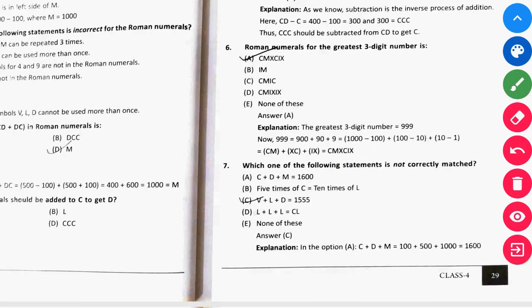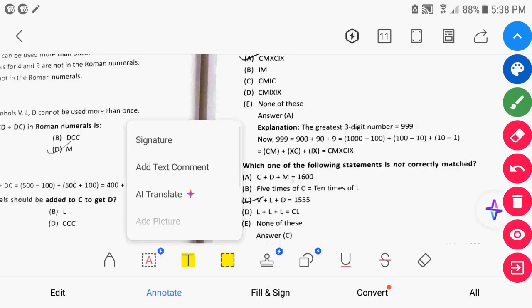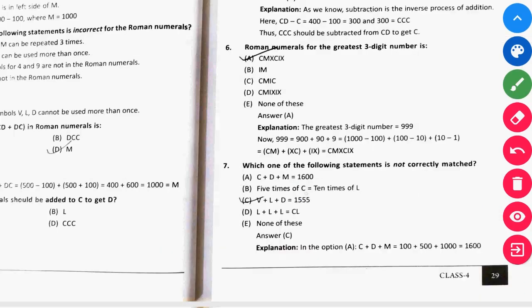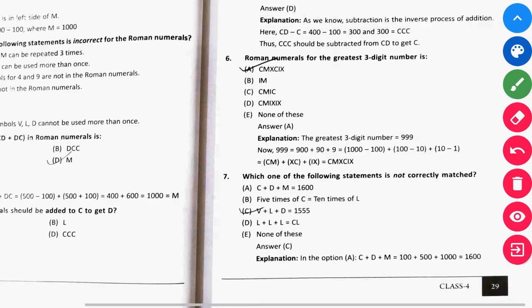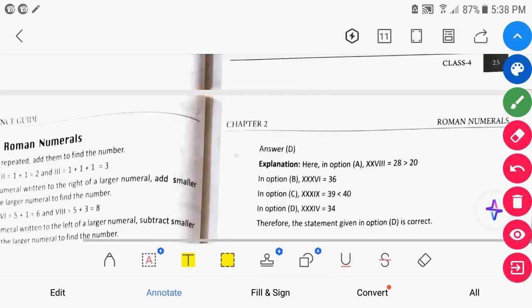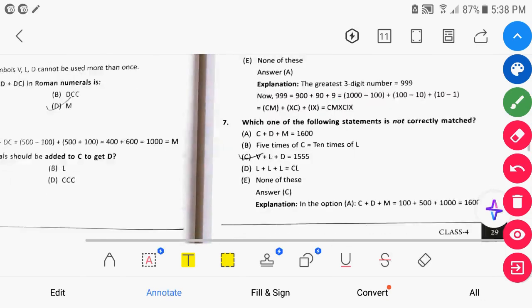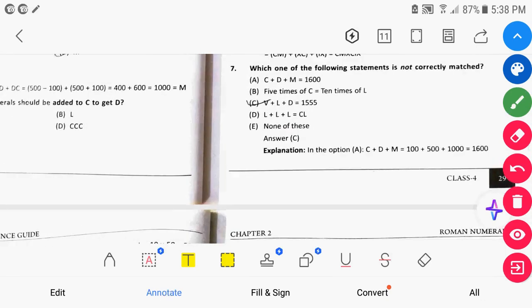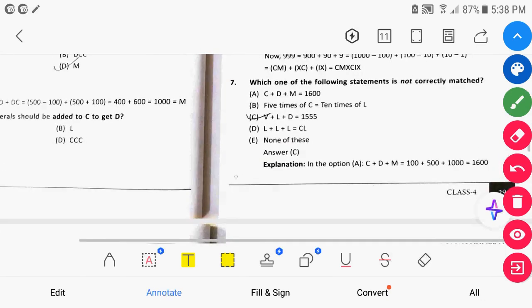Which one of the following statements is not correctly matched? C plus D plus M is equal to 1600: 100 plus 500 plus 1000, correct. 5 times C is equal to 10 times L. Now what is L? L is 50. So 10 times L is equal to 5 times C, both answers are 500. So it is also correct.